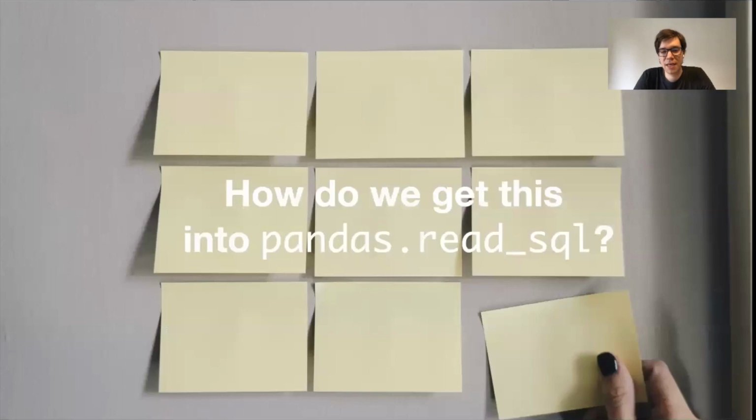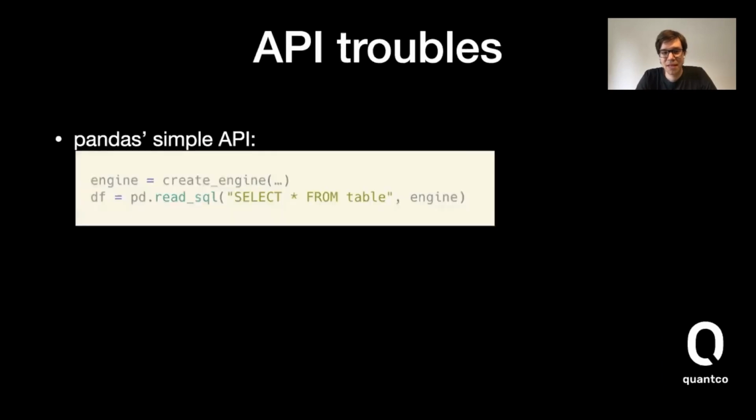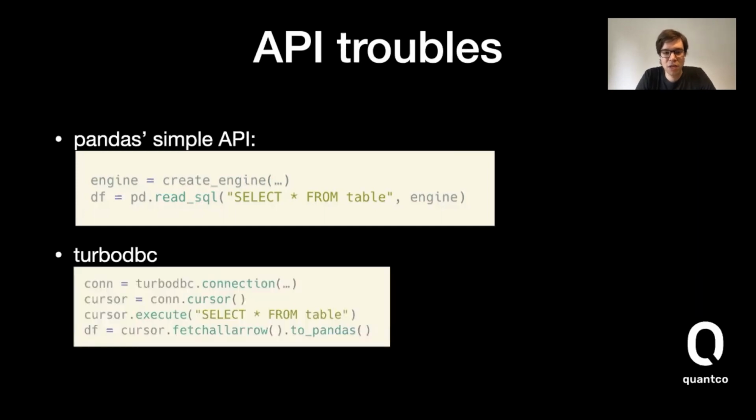That was now an example of how you can get it fast with 4 different interfaces. We would like to have this actually as part of Pandas read_sql. Mainly because if you look at it, Pandas read_sql is a simple API, 2 parameters, and you create an engine with SQLAlchemy. For ODBC, you need a connection, you need a cursor, and then you need to call fetch arrow to Pandas.